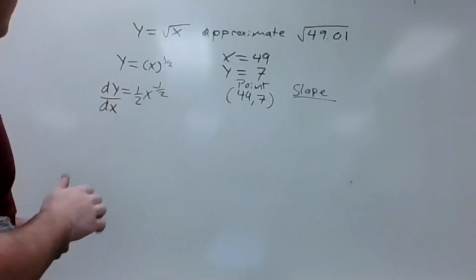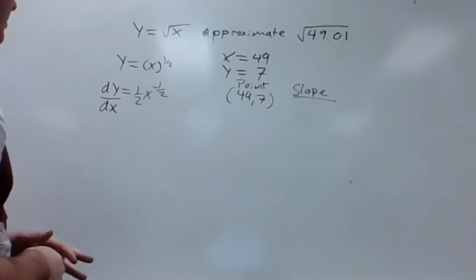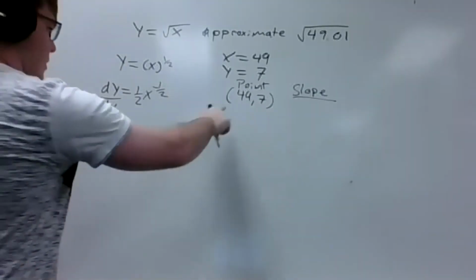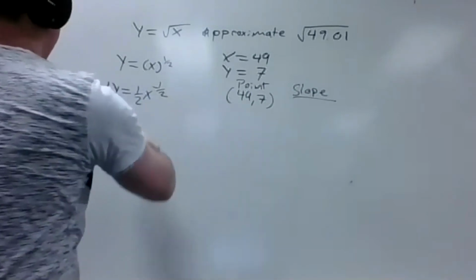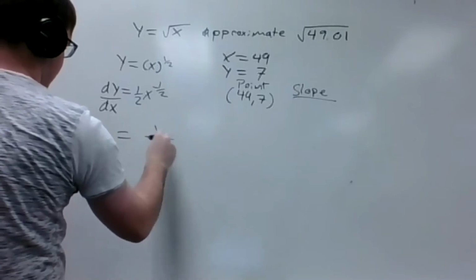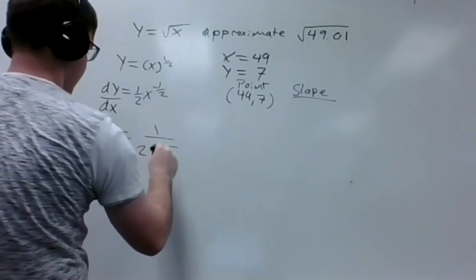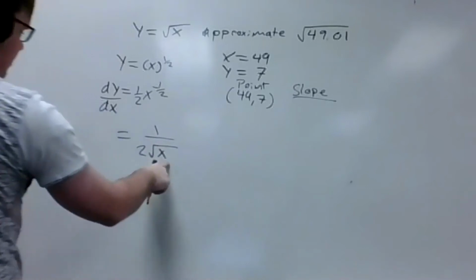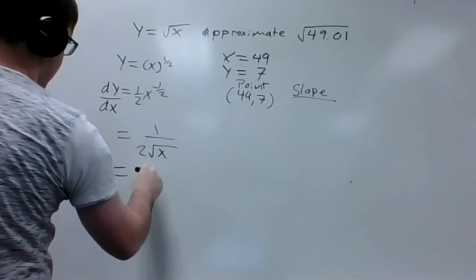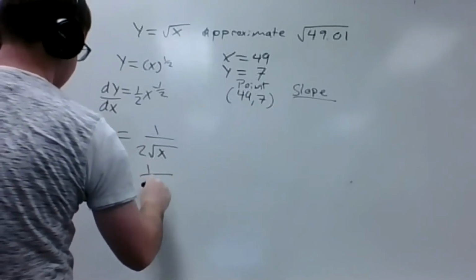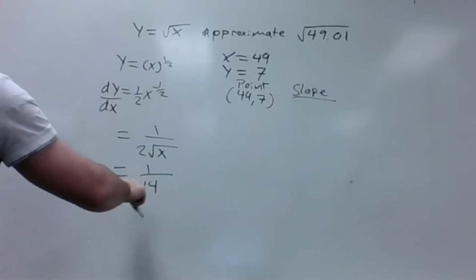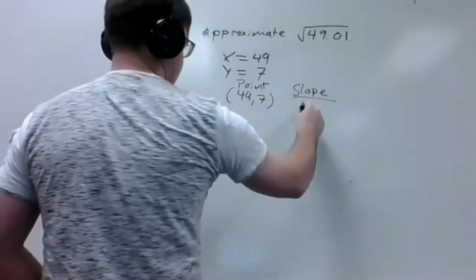Now we're going to plug 49 back in to get our slope here. So if we take this, we can rewrite it as 1/2 times the square root of x. And if we plug 49 in there, we're going to get 1/14, right? And so now we have our slope, which is 1/14.